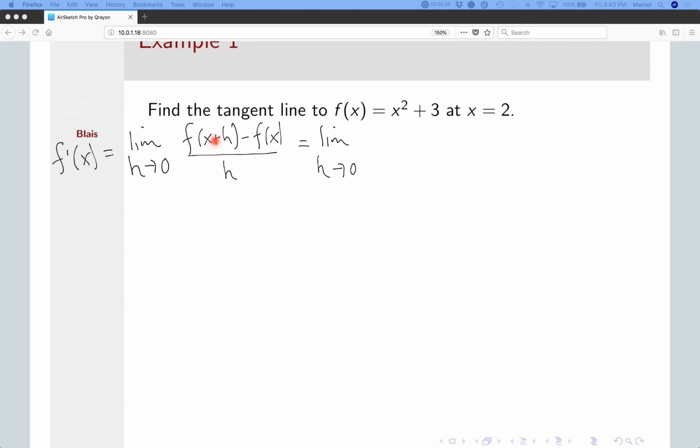And we plug x plus h into the function. So f of x plus h, we just replace this x with x plus h. We have x plus h squared plus 3. So that's our first term in the numerator. Then we subtract f of x, which is x squared plus 3, all over h. And we simplify and then evaluate the limit.